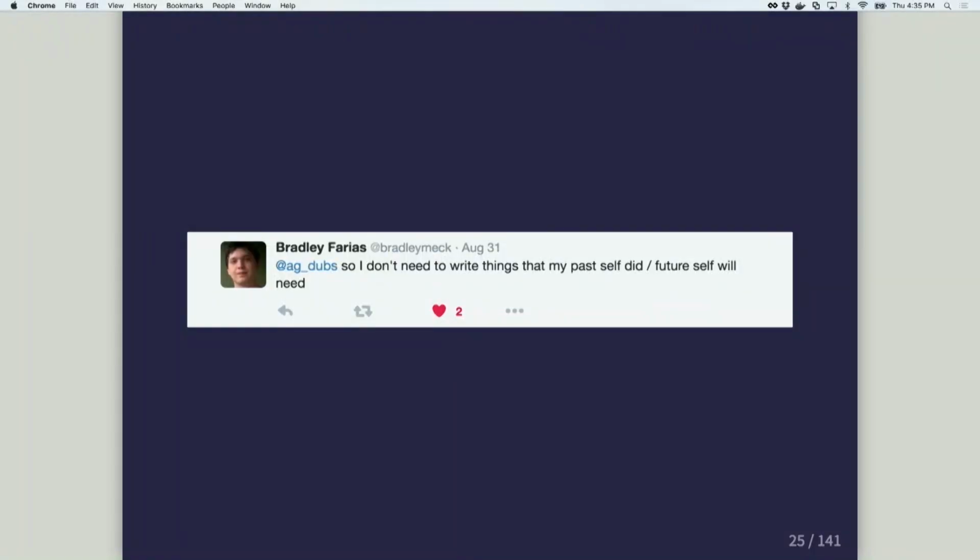And one of them was testing. They're like, if I modularize my code, we are way more responsible and way more motivated to test well. Other people, Bradley Ferris, for example, said that he didn't have to write future things that he already had done in the past.